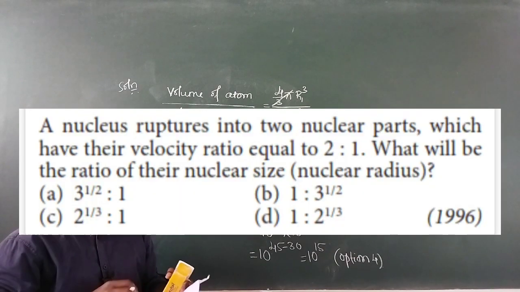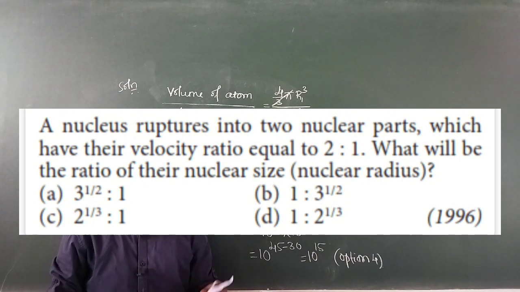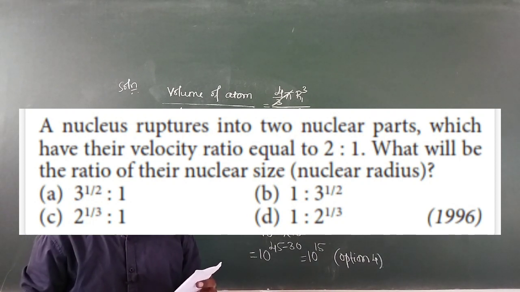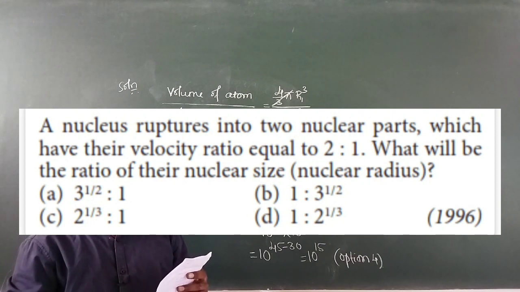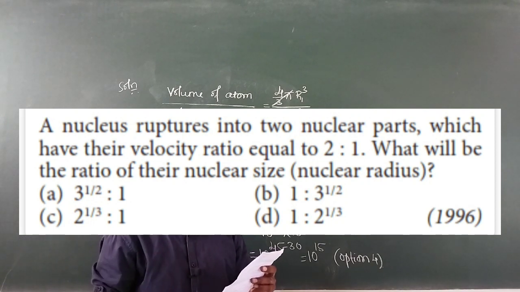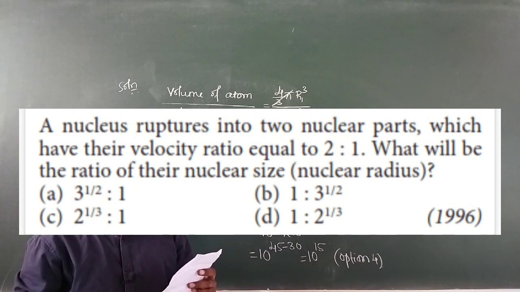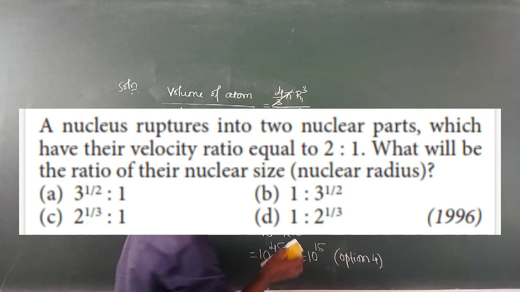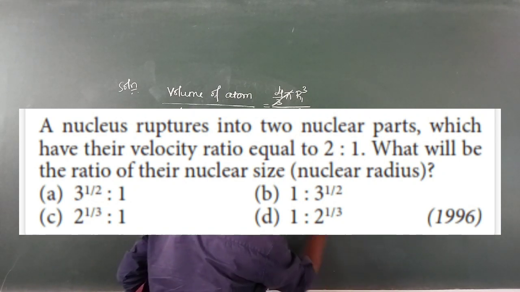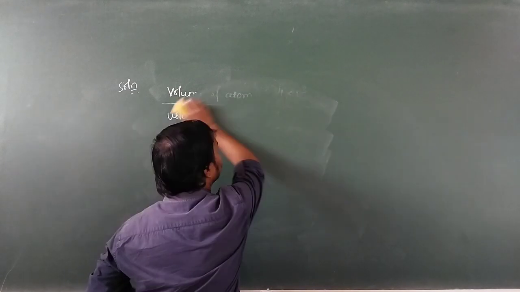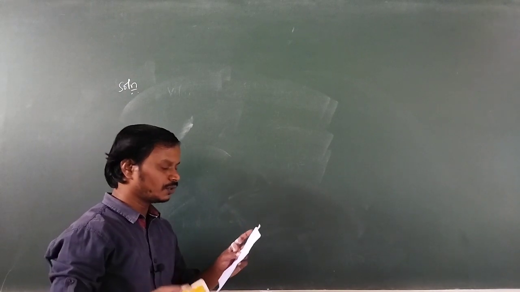Now let us move to the next question. A nucleus ruptures, means here breaks, into two nuclear parts which have their velocity ratio equal to 2:1. What will be the ratio of their nuclear size? Nuclear size means here the ratio of radii of the two parts of the nucleus.